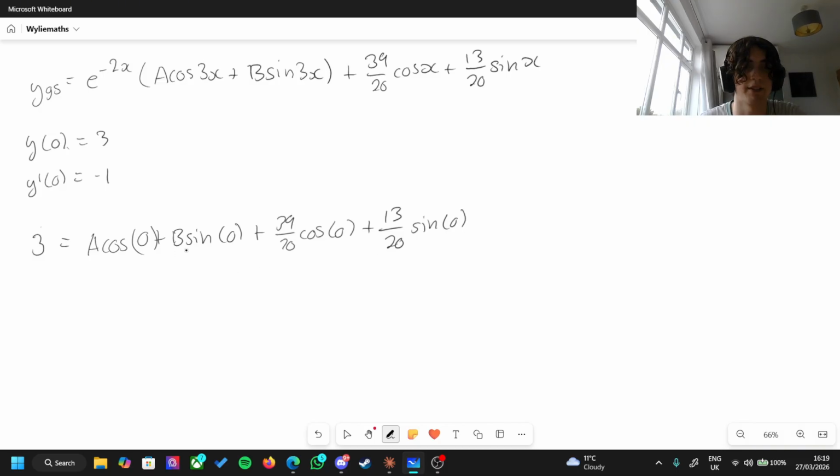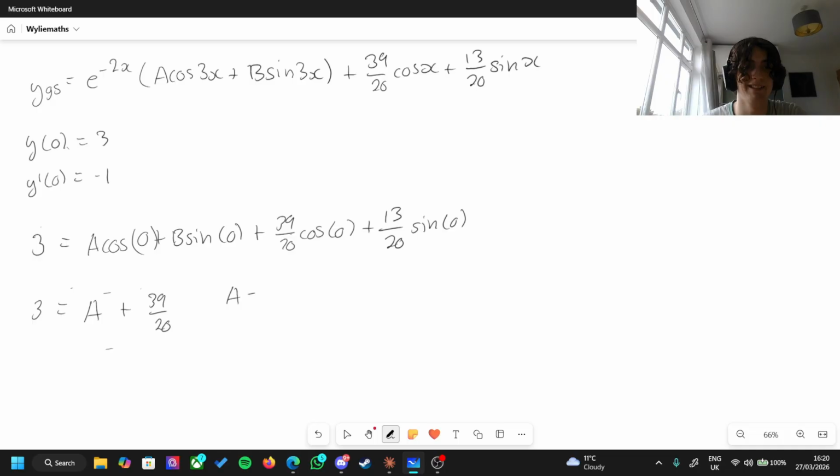And we can simplify this greatly since we know the standard results for sine and cos of 0. So 3 is equal to cos of 0 is 1, so this is a, plus sine of 0 is 0, so we don't need to write any of the b's here. Again, cos of 0 is 1, so 39 over 20. And sine of 0 is 0, so we can forget about that. And already we have a relation for a, and we haven't even started the second part of our question.